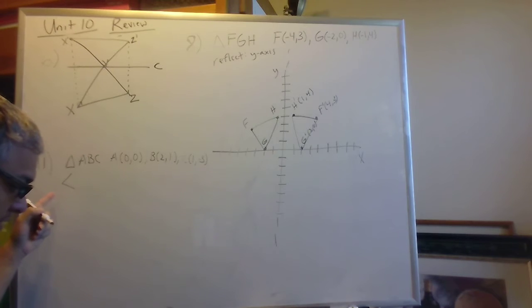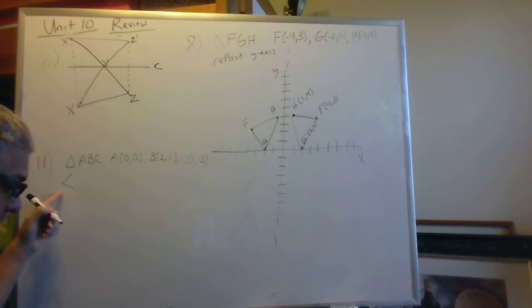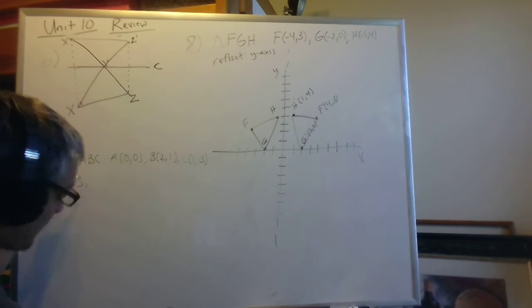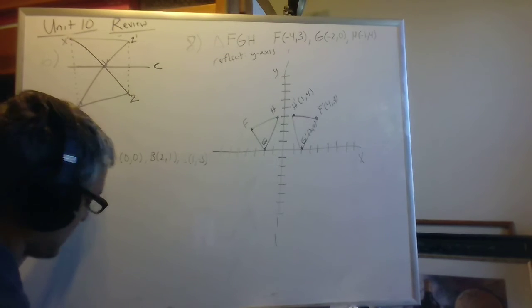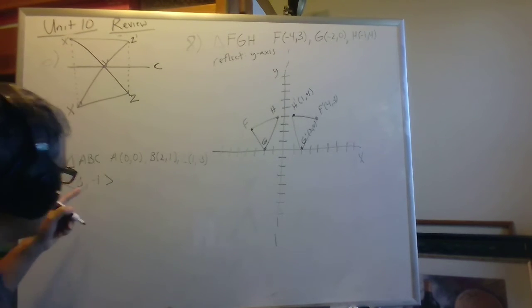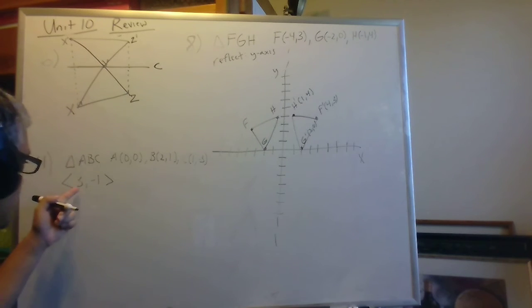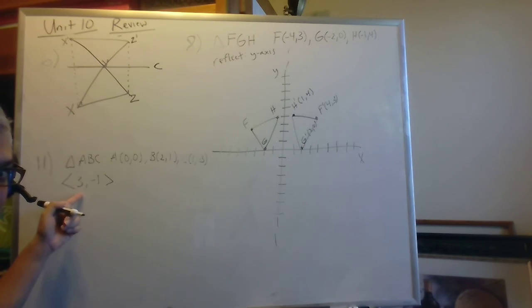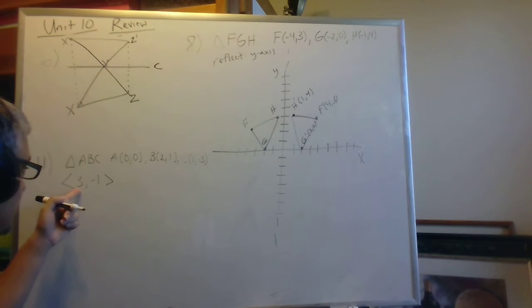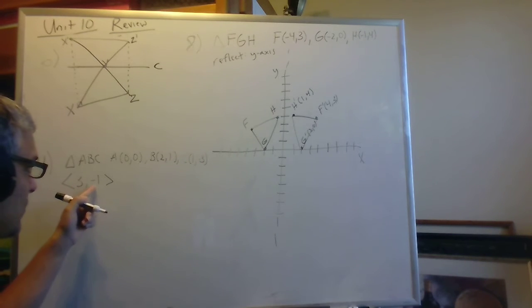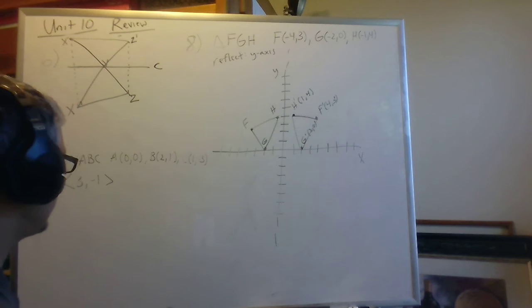That's what these symbols mean. They're not parentheses and they're not brackets. They're these kind of symbols. So that means we're going to translate it 3 units to the right, or in the positive direction. This is the x coordinate, and the y coordinate, we're going down, -1.